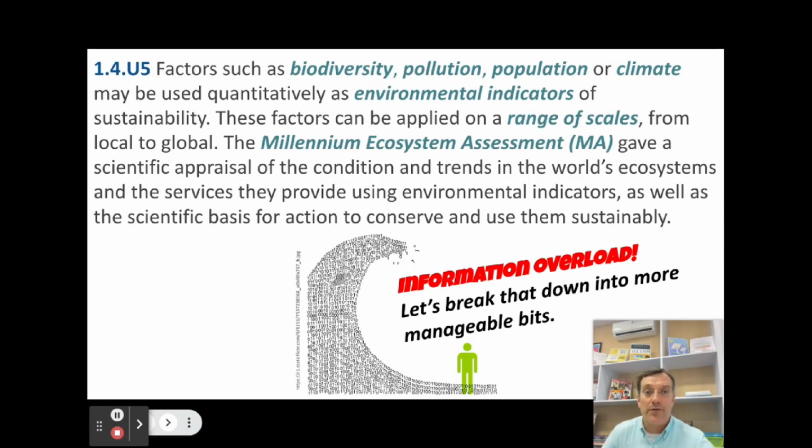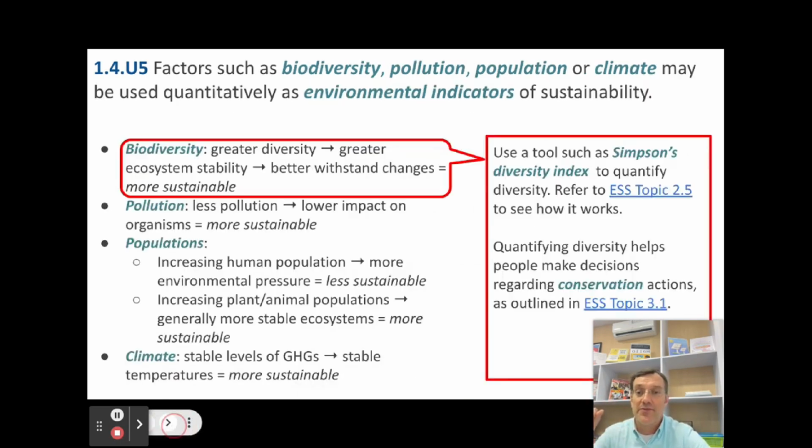Great. Your first understanding statement from the syllabus is this big long thing here. Factors such as biodiversity, pollution, population, or climate can be used quantitatively as environmental indicators of sustainability. These factors can be applied at a range of scales, from local to global, Millennium ecosystem assessment, and so on. It's way too much information to remember as written. So let's break it down into smaller bits and look at it piece by piece.